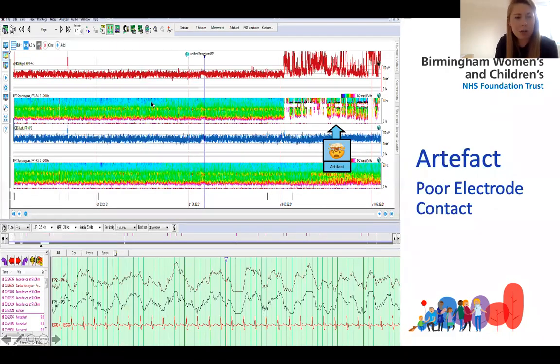If your electrodes aren't on well enough, remember to use that button to see if they're all green. It's going to give you this very chaotic AEG, which is, again, not a stable baseline. You may want to treat that as a seizure, but it is coming from artifact.